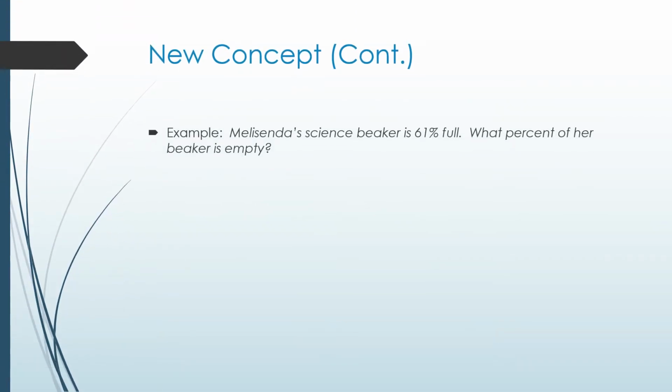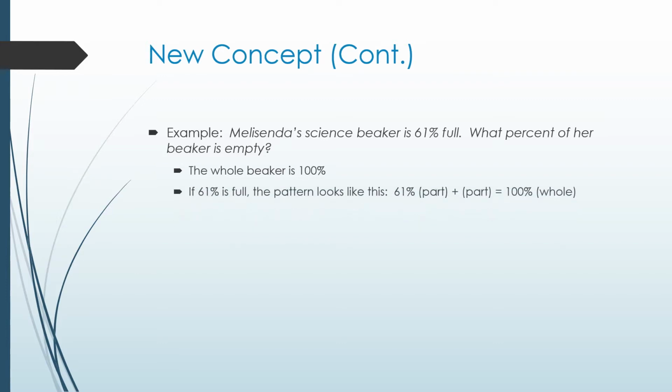Let's look at another example, this time using percent. So Melisenda's science beaker is 61% full. What percent of her beaker is empty? Remember, the whole beaker is 100%. So if 61% is full, the pattern looks like this. 61% is the part we know. We don't know the other part that's not full. And 100% is the whole. So we solve by subtraction. 100% minus 61% is 39%.